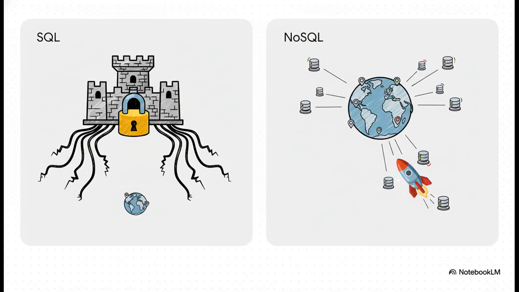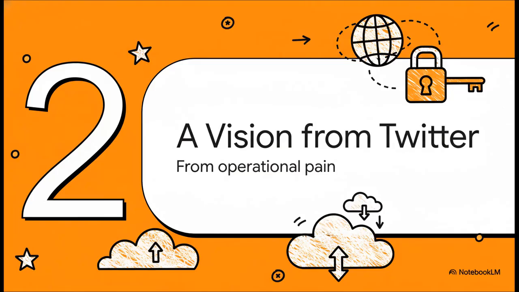You know, on one side of the ring, you had your traditional SQL databases. These things were like vaults. Your data was absolutely safe. But trying to make them work globally, oof, that was a huge challenge. And on the other side, you had the new kids on the block, the NoSQL databases. They could scale like crazy, but sometimes they were a little too relaxed about data consistency. So how do you solve a problem that pretty much the entire industry is struggling with? Well, as it turns out, the vision for a solution came from a place that knows a thing or two about operating at a massive scale: Twitter.